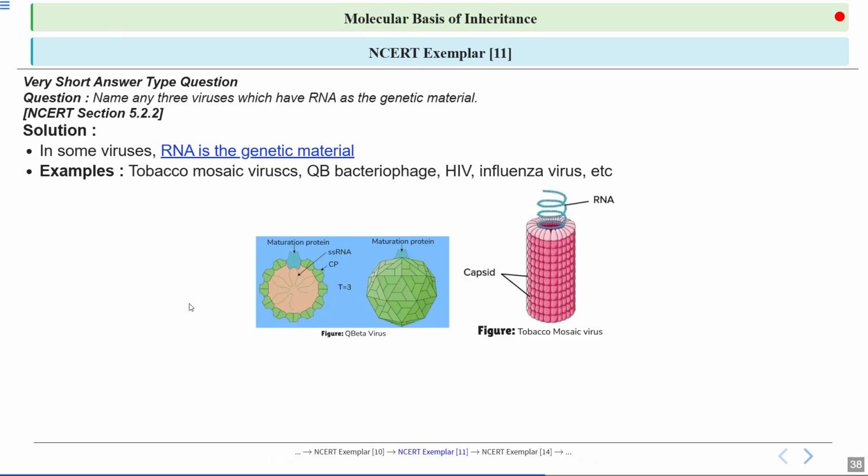You can see this image. This is Q beta virus. Here you can see it has single-stranded RNA as a genetic material. Then you have this tobacco mosaic virus. Again, you can see it has RNA as a genetic material.